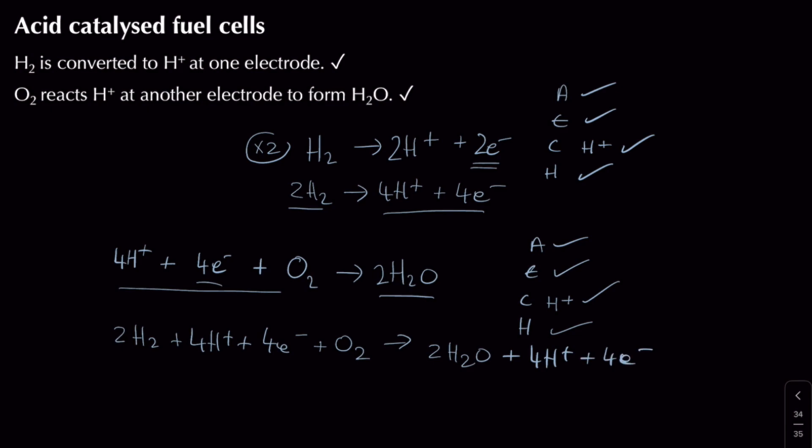What can I actually cancel? Well, electrons cancel there, H pluses cancel there because that's a catalyst, and then we're left with 2 lots of hydrogen. That's going to react with oxygen, and we end up forming 2 lots of water itself, and there's your final equation there. So there's our acid catalyzed fuel cell.